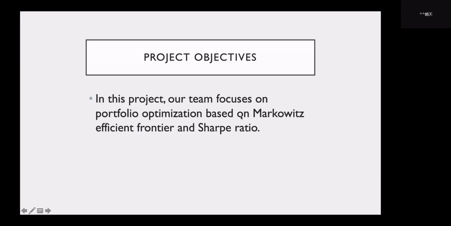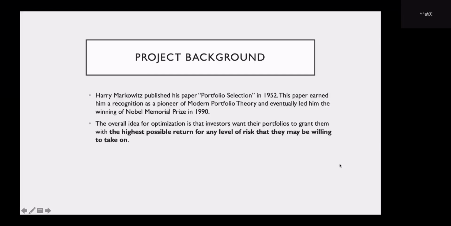So this is our main objective for the project. We're going to focus on the portfolio optimization based on the Markowitz efficient frontier and Sharpe ratio. So here's a brief background introduction. Harry Markowitz published his paper, Portfolio Selection, in 1952. This paper earned him recognition as a pioneer of modern portfolio theory and eventually led to his winning of the Nobel Memorial Prize in 1990.